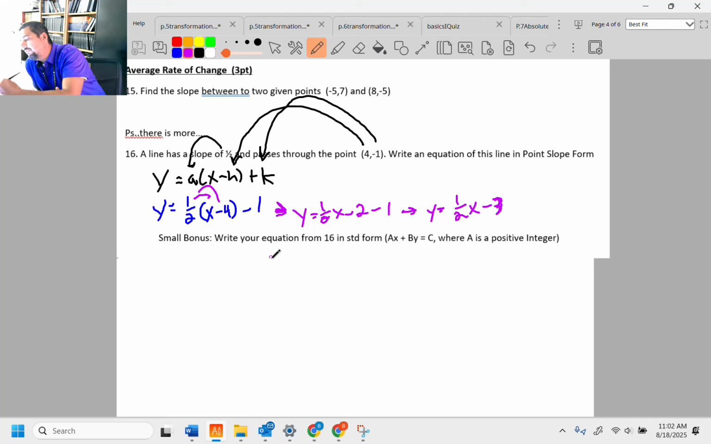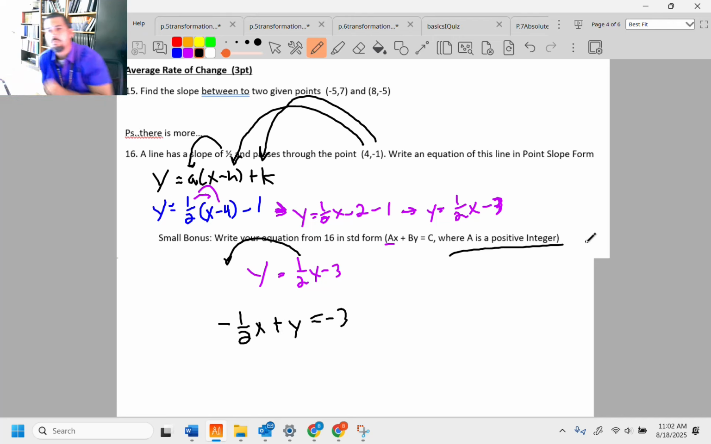And in STD form, you'll notice that the x's are all the way on the left-hand side. They are not on the right-hand side. The only thing on the right-hand side is a constant. So we're just going to move that guy over there. That'll make it negative. Negative 1/2 x plus a y is negative 3. Also note the disclaimer that a is a positive integer. Negative 1/2 is neither an integer nor is it positive.